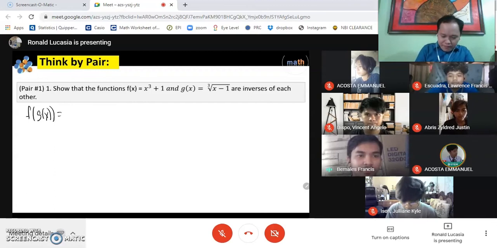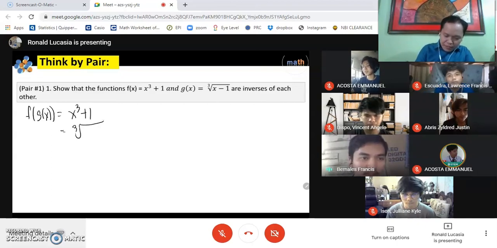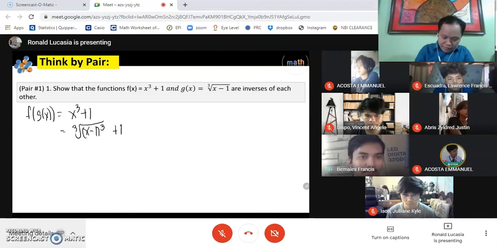Okay. So for f of g of x, we cube x minus 1, and then plus 1. Since it's cube, the exponent, the index, will be cancelled. That's good. It will be x minus 1 plus 1. Therefore, f of g of x is equal to x.